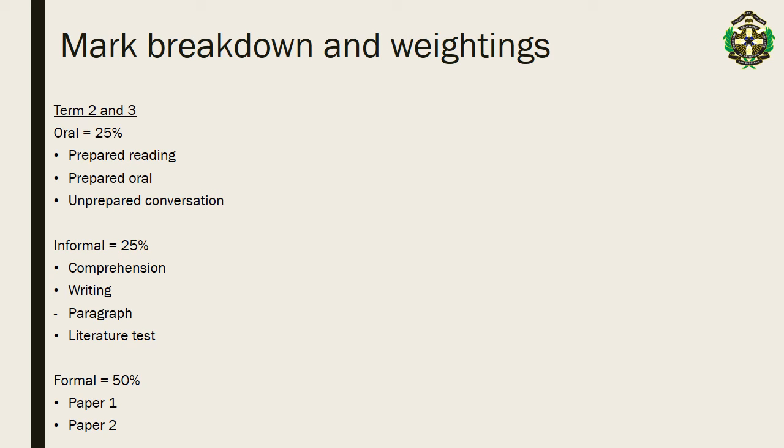Term 2 and term 3 is also divided into 3 categories. Oral, 25%, informal 25% and formal 50%. Now for the oral, we did a prepared reading, prepared oral and an unprepared conversation. For informal, they wrote a comprehension test, which they did on Edmodo. They wrote a paragraph and they also wrote a literature test, also on Edmodo.